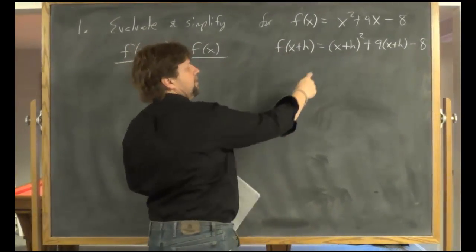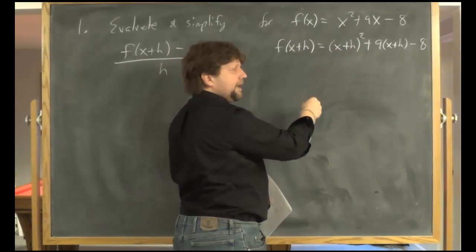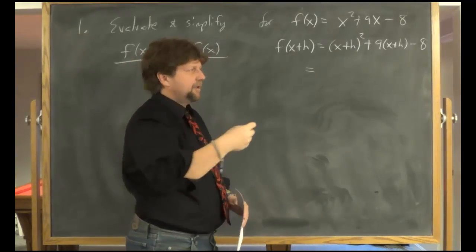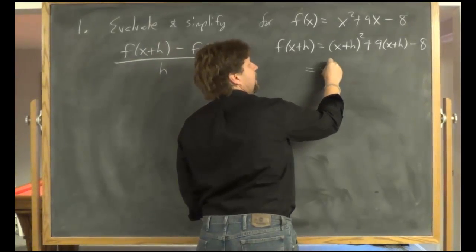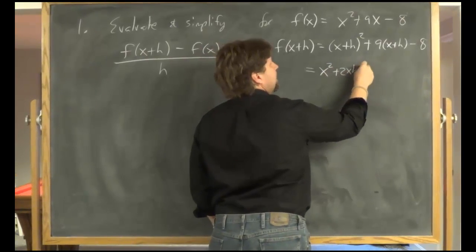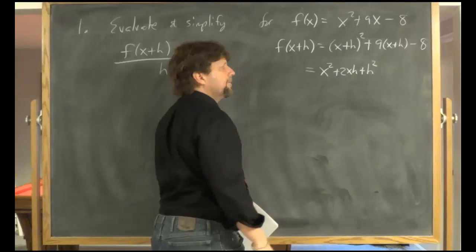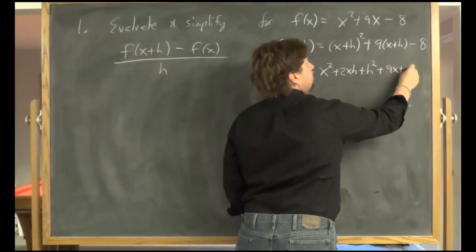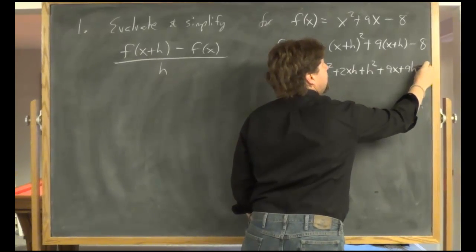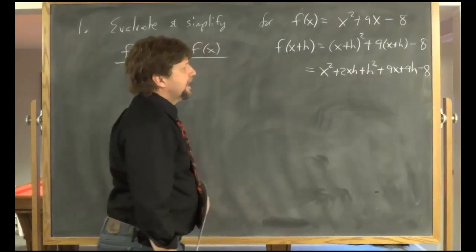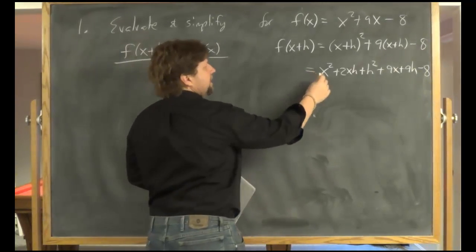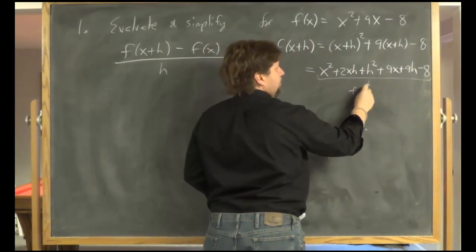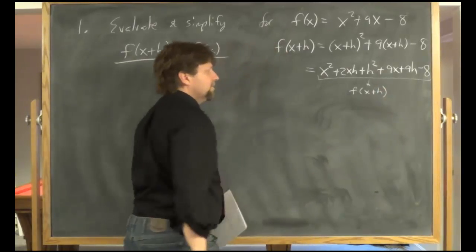Okay, now we have a little bit of work to do. We have to take the x plus h, that quantity, and square it. So that would be x plus h times x plus h. And that will give us an x squared plus a 2xh plus an h squared. Distribute the 9, gives us a 9x plus a 9h, and then we have the minus 8. Just barely got it on the board. So all of that mess there is the f of x plus h.